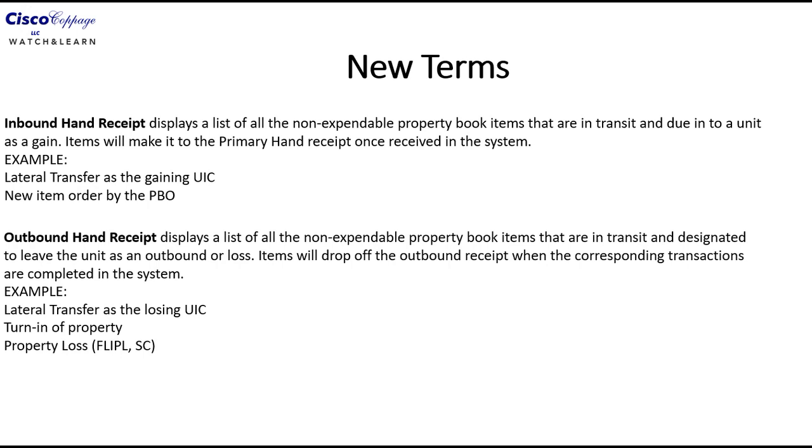For example, if you're doing a lateral transfer and you're the losing unit, those items that you're getting rid of will show up on your outbound hand receipt until the gaining unit receives them in the system. Also, if you're turning in equipment, those items will be on the outbound hand receipt until they are received by the gaining party. And if you're losing equipment due to a property loss, those items will be on the outbound hand receipt until that transaction is complete in the system as well.